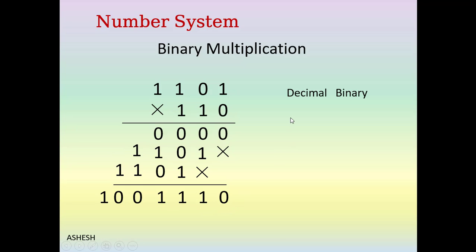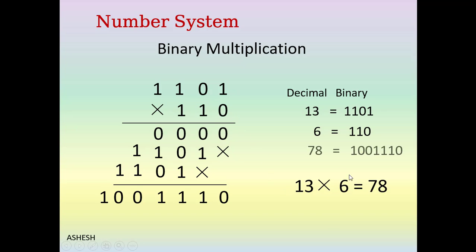Now decimal 13 equals 1101. Decimal 6 equals 110. Now we see 13 multiplied by 6 is 78, and its binary number is 1001110.